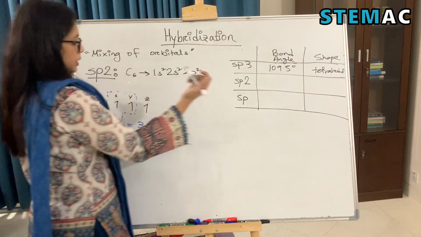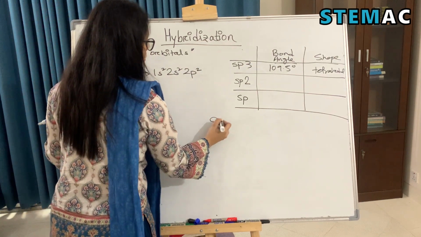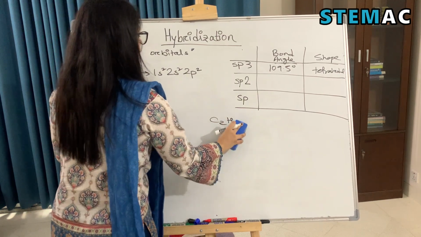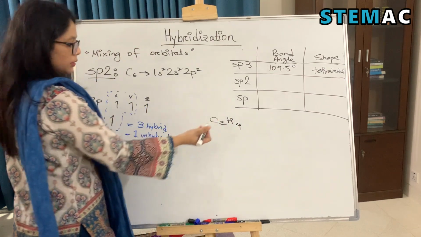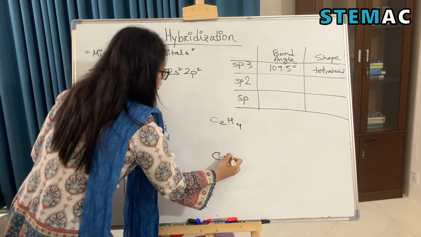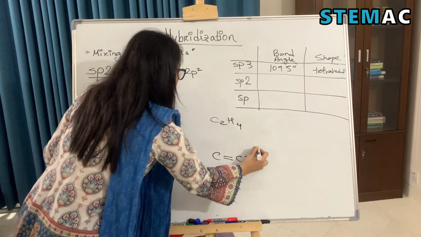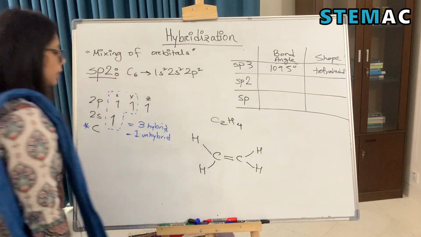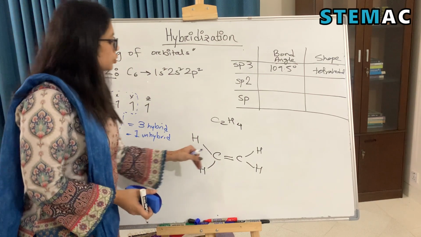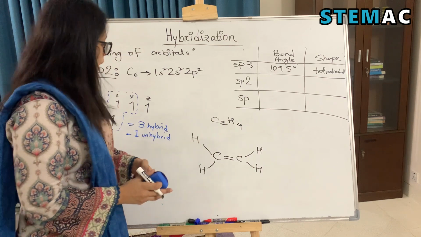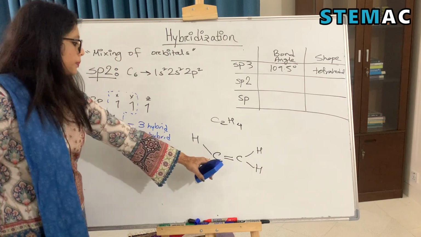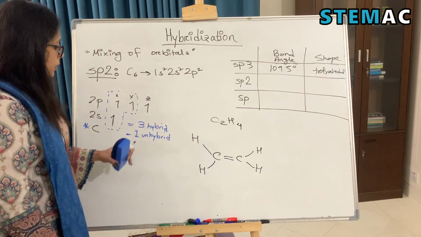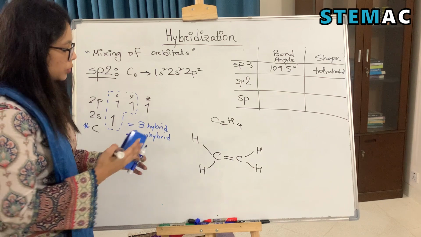Okay, now we take an example. A very popular example is ethene. So let us write down the molecular structure of ethene. Here we see that ethene has 2 carbons and 4 hydrogens. Here we know that the central carbon atom will have 3 hybrid orbitals and 1 unhybrid orbital. And what do we mean by that?